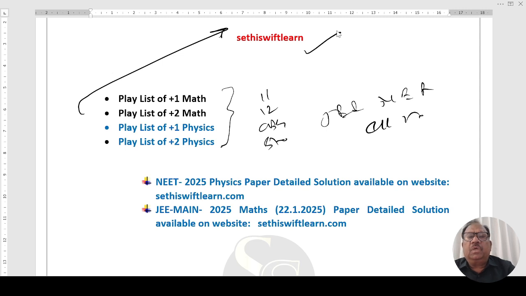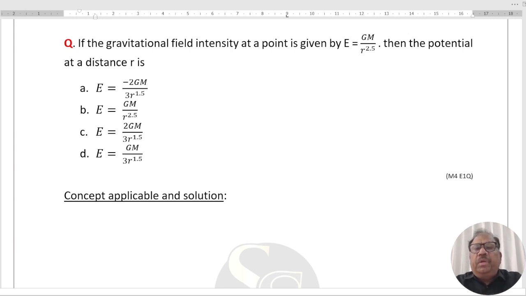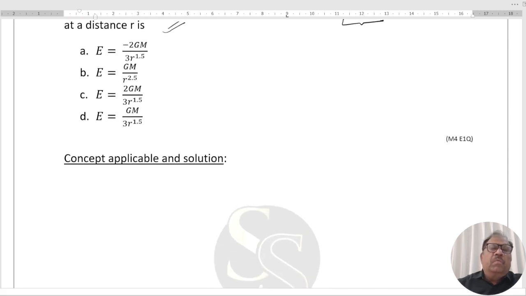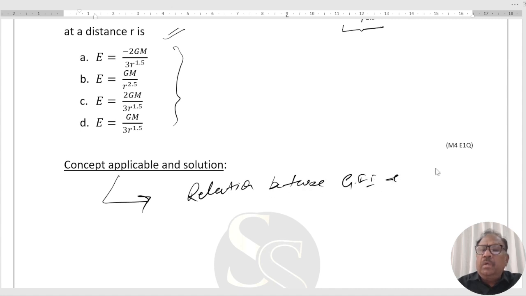Now let's start with the question. Question is, if the gravitational field intensity at a point is given by E equal to GM upon r की power 2.5, then the potential at a distance r is, four options are given to you, one of the option is correct. Concept applicable, relation between gravitational field intensity and potential.